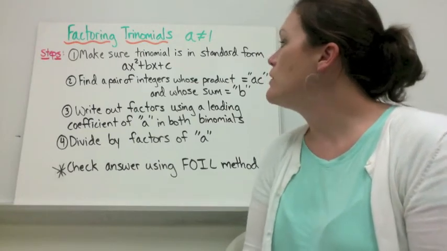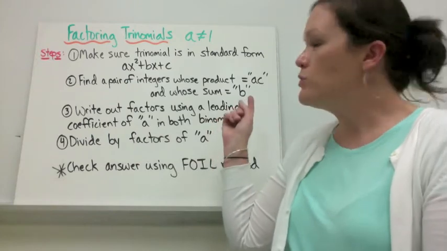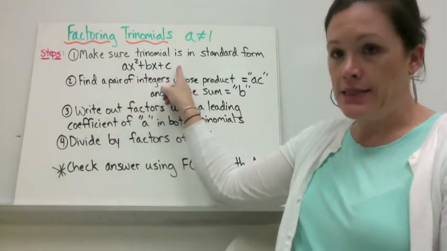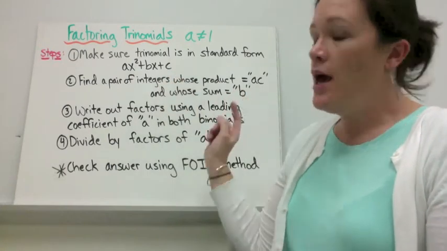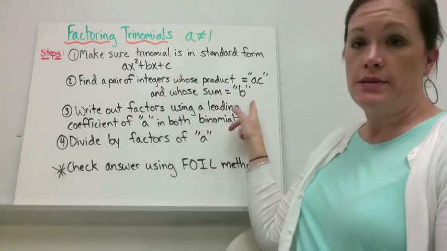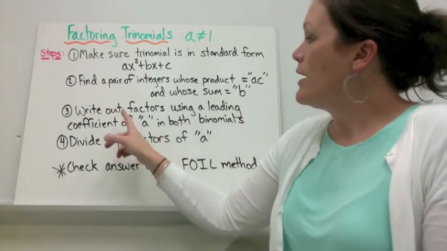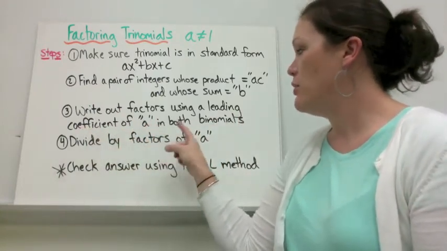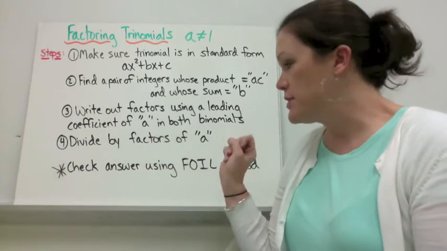The next thing we want to do is similar to when a does equal 1, but a little bit different: we want to find a pair of integers whose product will equal a times c. So a times c this time instead of just c, and whose sum will equal b. That part is the same. Write out the factors using a leading coefficient of a in both binomials. We'll look at that in just a second.